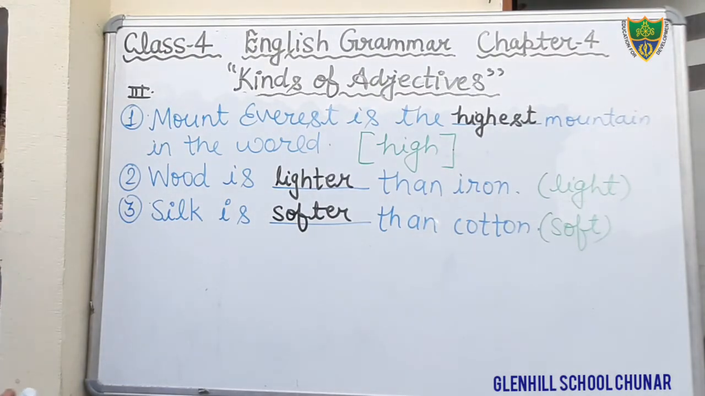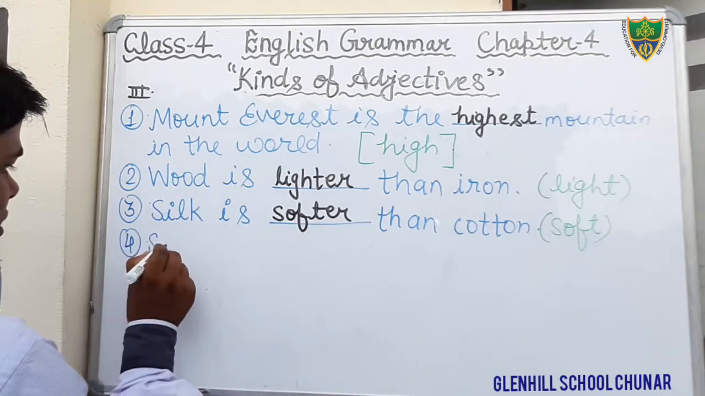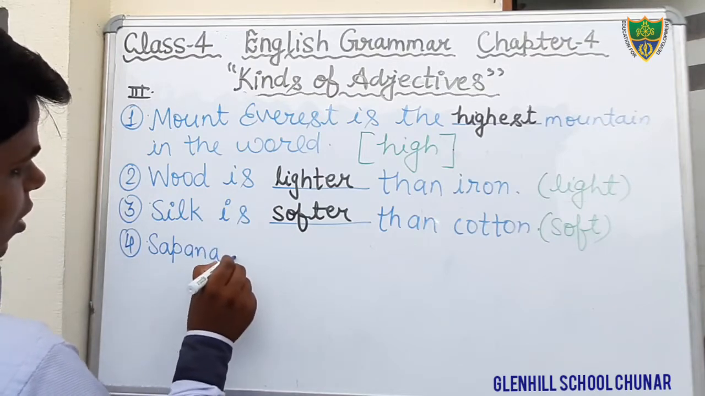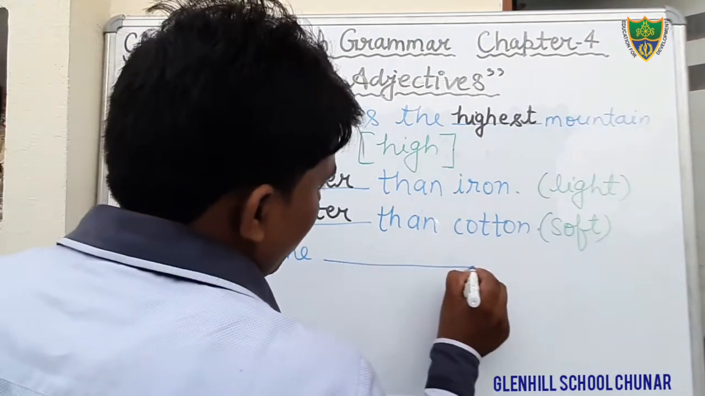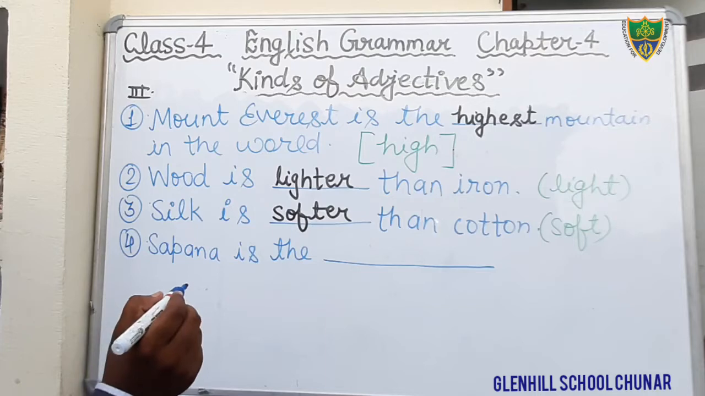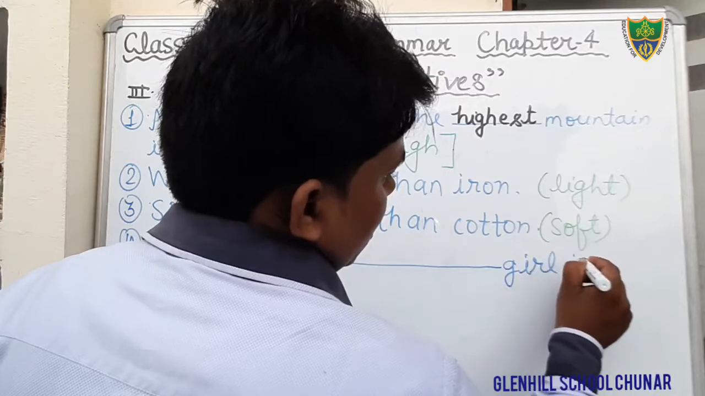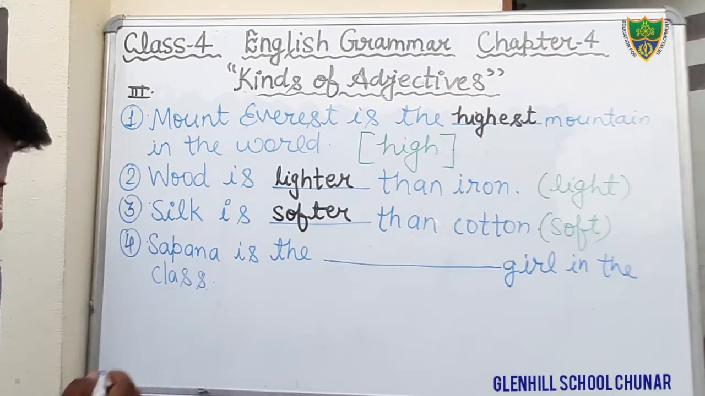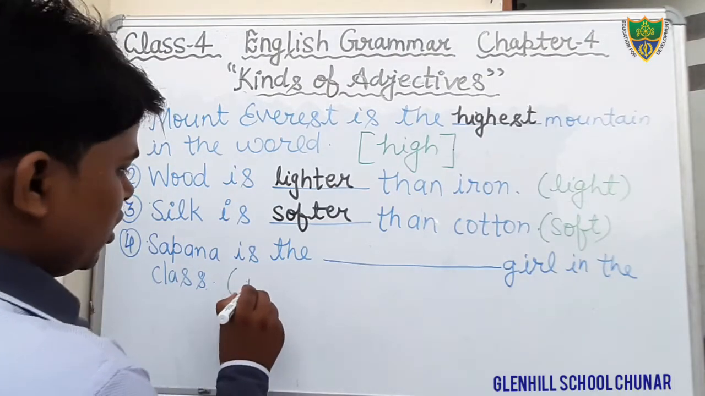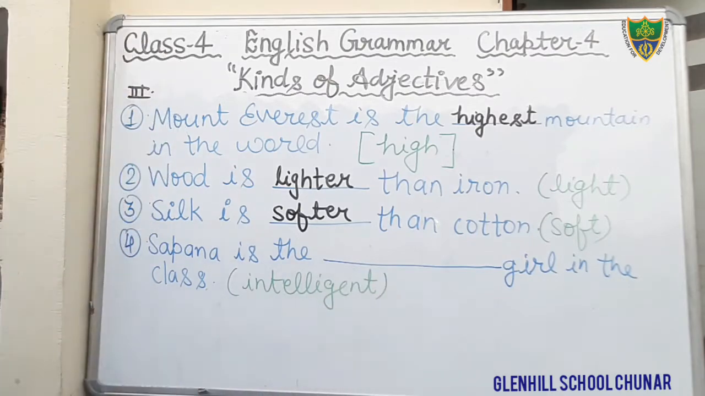Question number 4. Just see. What is question number 4? Sapna is the blank girl in the class. Here the word "the" is written. I hope that you all have understood what you have to fill. Okay, students, this is the question, and in the box it is given what? In the box is given intelligent.